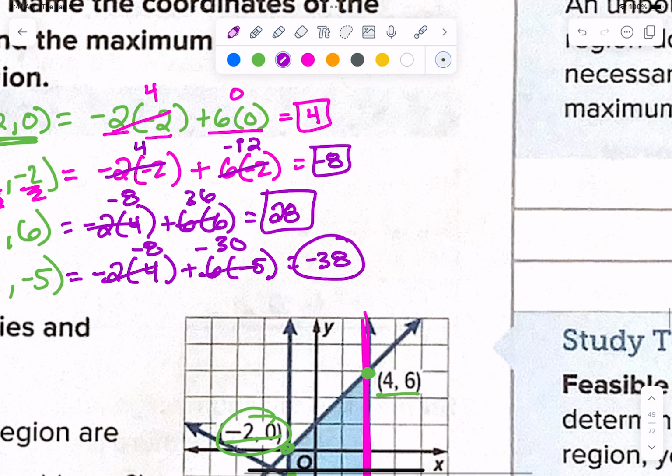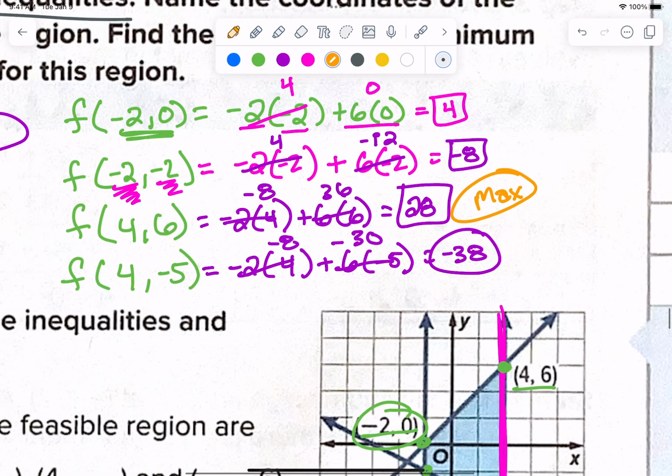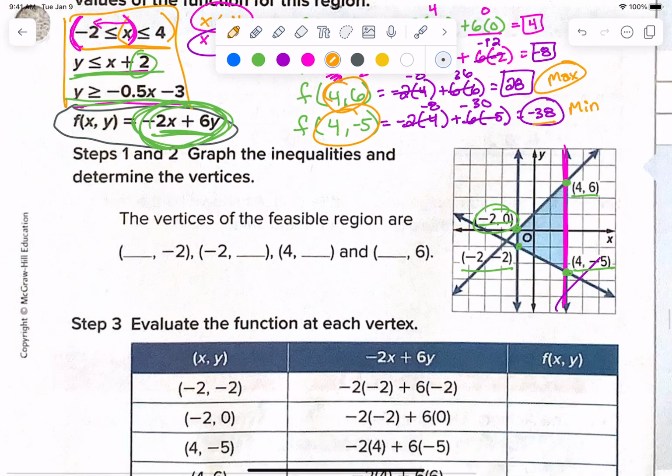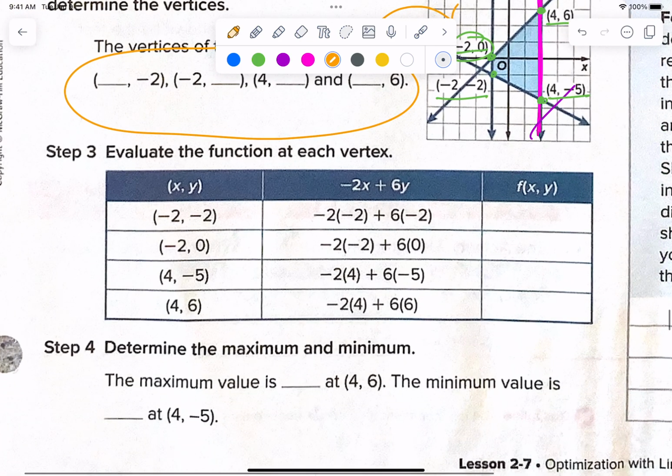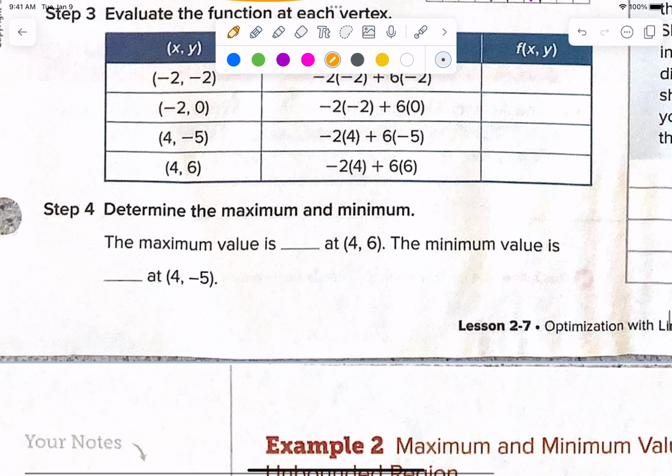Now we compare. Maximum? Max is 28, so I'm going to look at 4, 6 when I'm looking at the maximum. -38 is my minimum, and that occurs at 4, -5. Okay, let's go fill in the dots down here. The feasible region is blah, blah, blah. These numbers correspond to the numbers that we just plugged in, and we plugged them in down here. The maximum value is, what did we say maximum was? 28, and that occurs at 4, 6. The minimum value is -38, and that occurs at 4, -5.